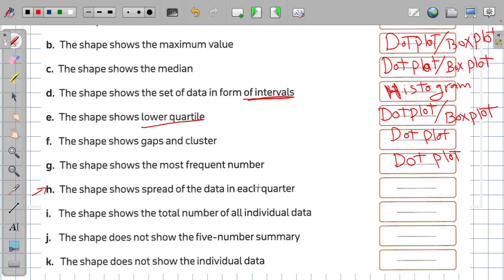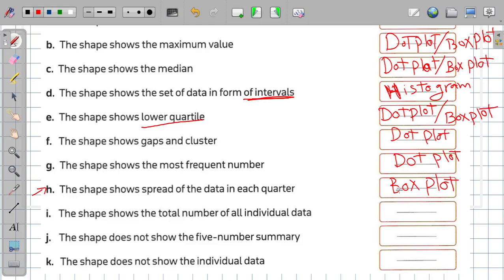I think we have only one way, and I think it's the box plot, because it's the only way that shows the spread of data in each quarter. Okay.